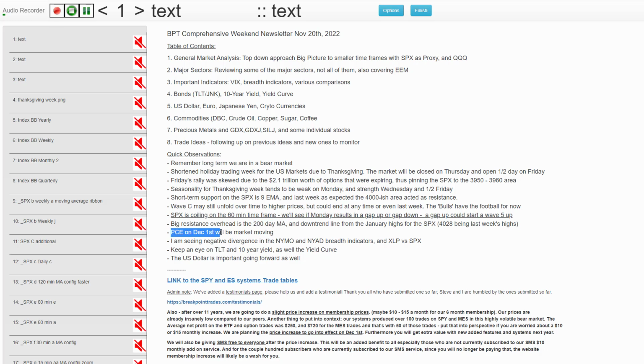On December 1st, PCE will be a big market moving event. On the negative side, I am seeing some negative divergence on some indicators like the NYMO, NYAD, breadth indicators, and the XLP S&P ratio. This week, obviously keep an eye on bonds, yield curve, and of course the dollar.